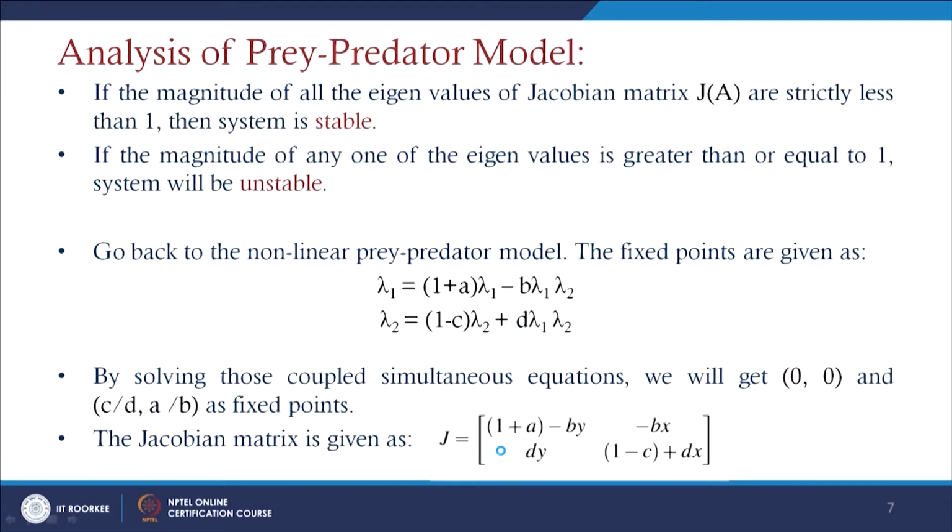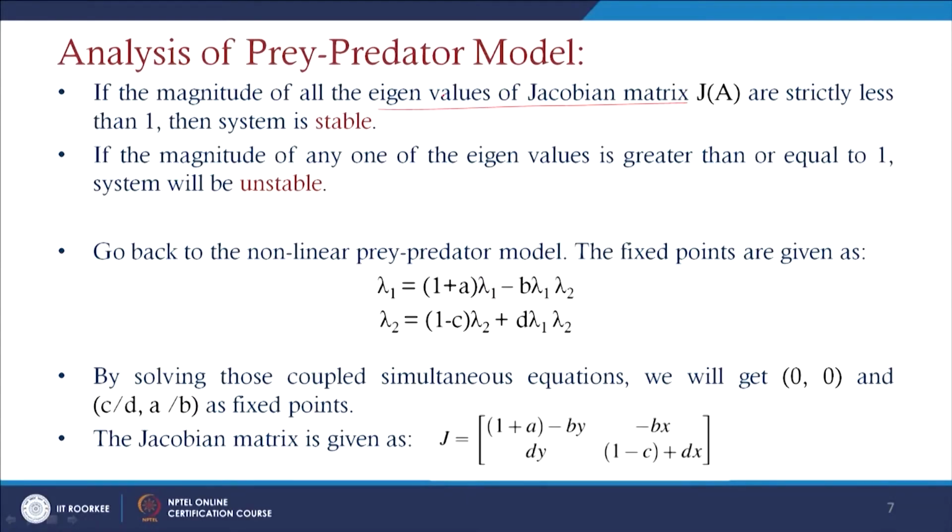And if we go for further analysis of this prey-predator model, if the magnitudes of all the eigenvalues of this Jacobian matrix J of A are strictly less than 1, then we can say that the system is stable, and if they are greater than or equal to 1, then we say the system is unstable here. And this we have already discussed in the previous lectures.